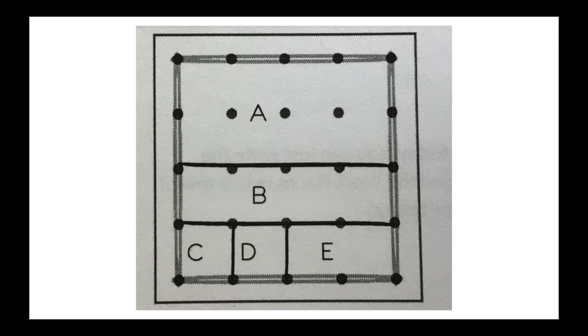So here we have a geoboard that's divided into 5 sections, section A, B, C, D, and E. And what we want to do is determine what fraction of the shape each letter section represents. So I'm going to start with section A first, because that looks familiar.